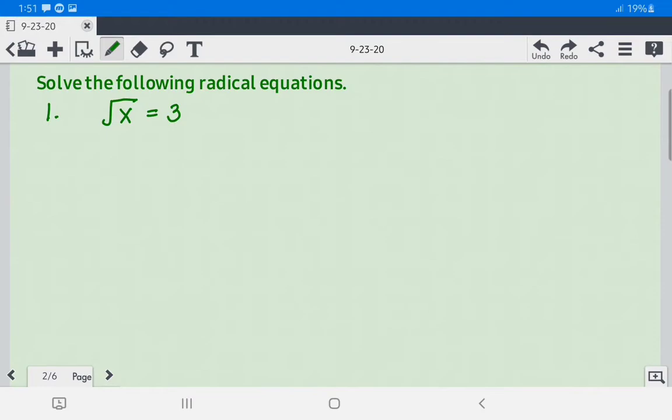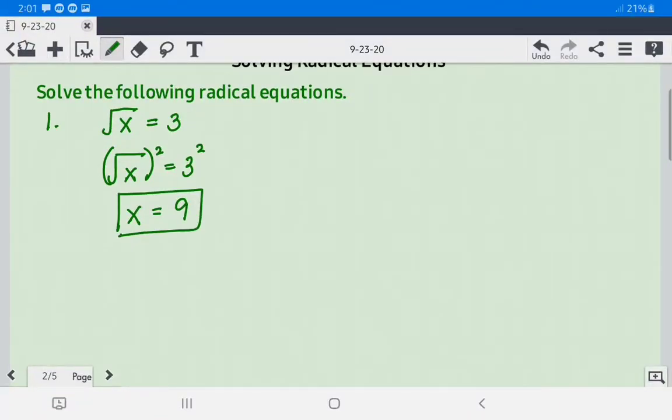Then after that, we're going to apply the principle of powers. So we have square root of x squared equals 3 squared. As you can see, the index is 2, so we're going to raise both sides of the equation to the power of the index. Then we simplify. Square root of x squared, we have x, equals 3 squared, we have 9.